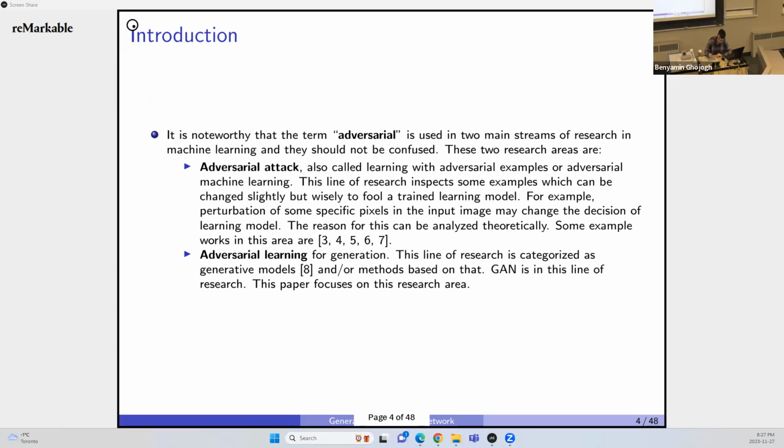By the way, the word adversarial has two use cases in machine learning. One of them is adversarial learning, which I just described, used in generative adversarial network, or GAN, in generative models, right? The other one is adversarial attack. It's different. What is adversarial attack? Do you know that?